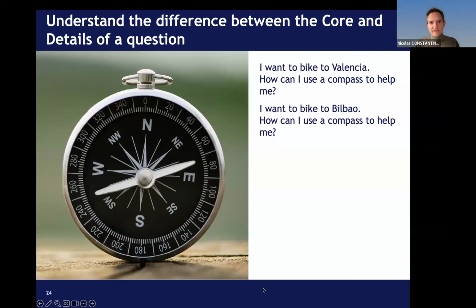Let me ask you this. Are these the same problem or are they different problems? The essence of the problems that these two people are asking help with, are they the same problem or different problems? What do you think? Not a trick question.